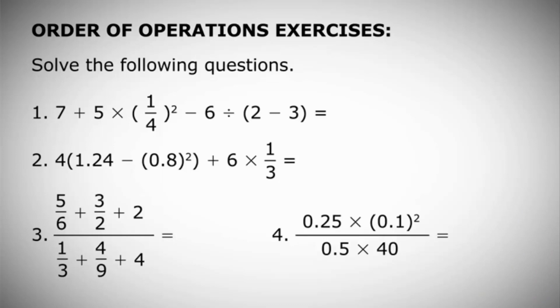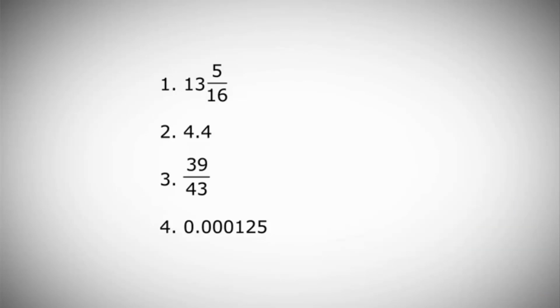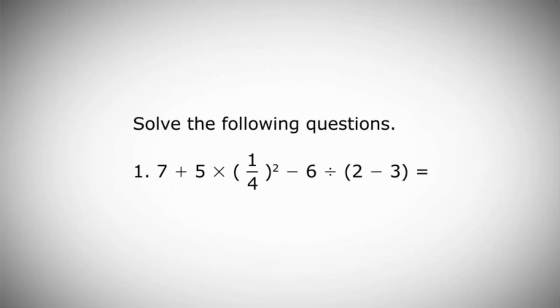Okay, now that you're finished, check your answers. Good. Now that you're finished looking at the answers, let's go through number 1 together. Number 1 gives us a long expression, and we're going to need to use order of operations in order to simplify. We have 7 plus 5 times 1/4 squared minus 6 divided by the quantity of 2 minus 3.